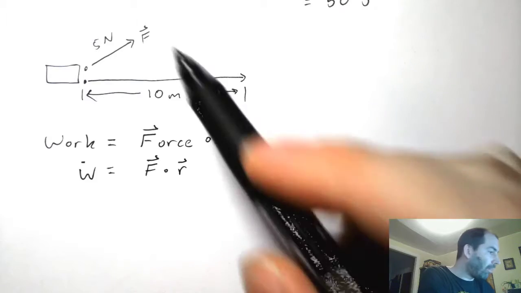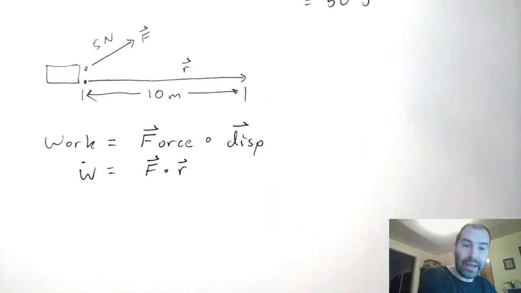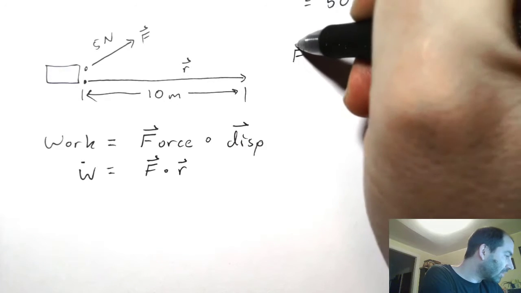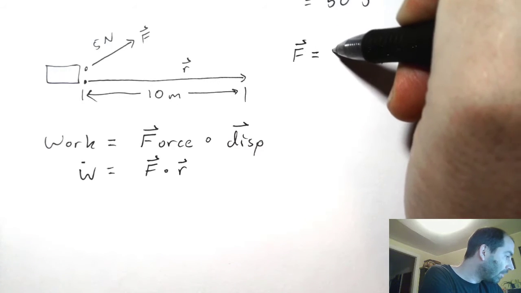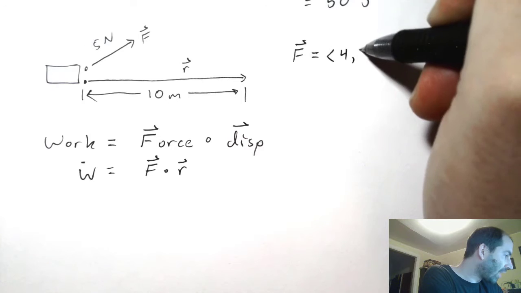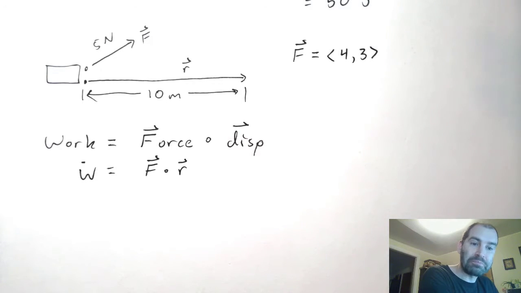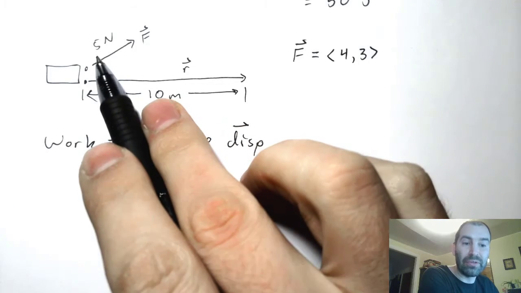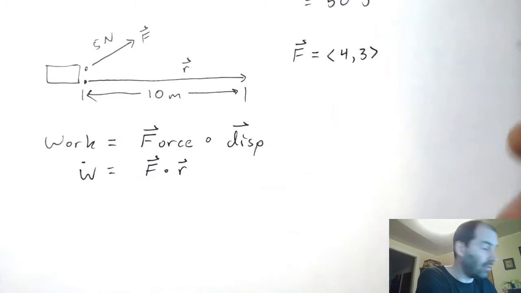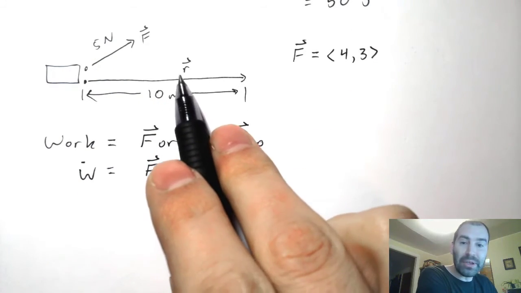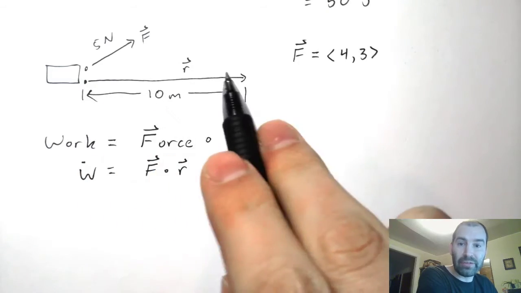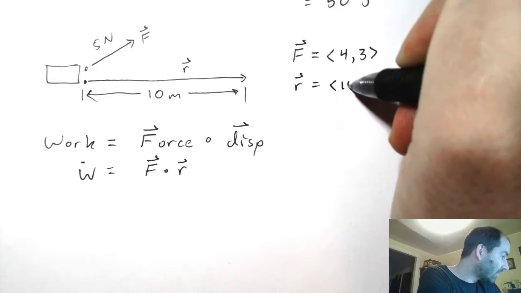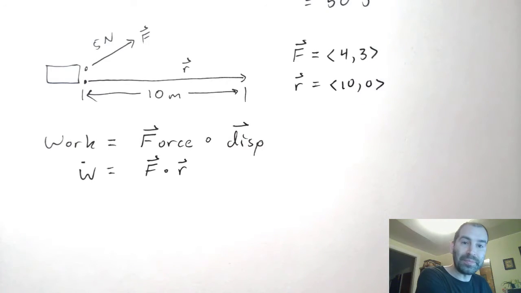Okay, so if I know the components of my force vector, I can do this very easily. Suppose the components of the force vector were, let's say, 4, 3. Okay, suppose we knew this. And by the way, you could check this: it will have a magnitude of 5. The displacement vector, we can see what it is. It's a horizontal vector, and its length is 10. It's pointing to the right, so it must be 10, 0.